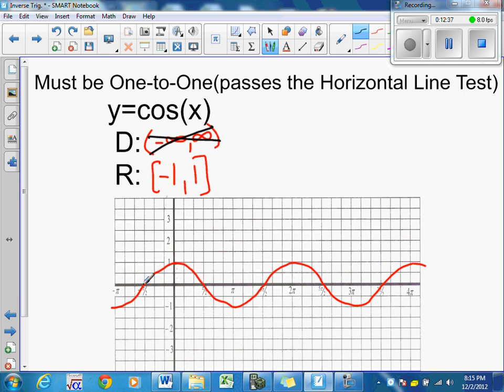Now, I can't use the same thing, negative pi over 2 to pi over 2. That doesn't work for cosine. So I got to change it. Cosine is 0 to pi. That stretch right there. So I have 0 to pi as my domain for cosine.